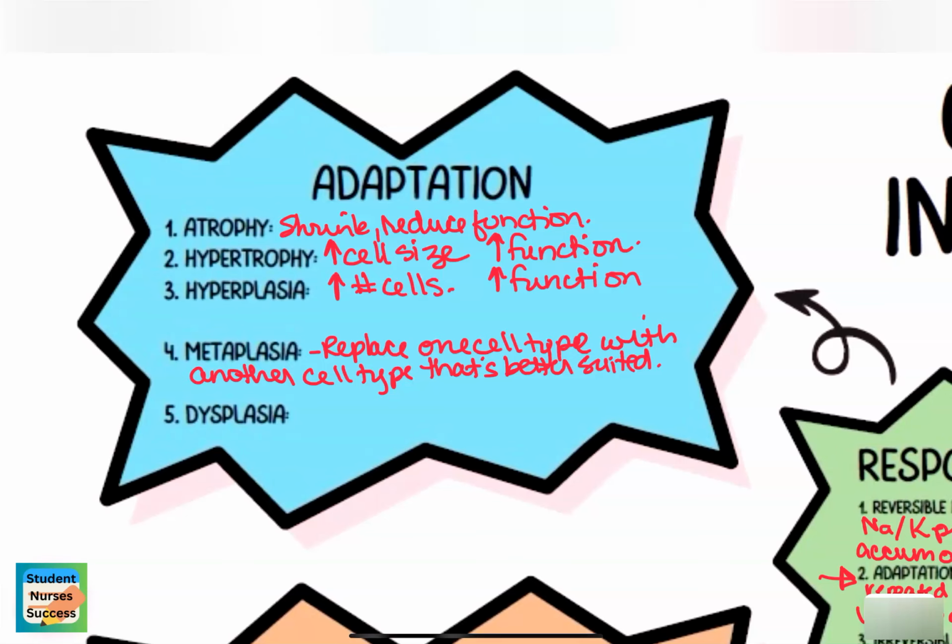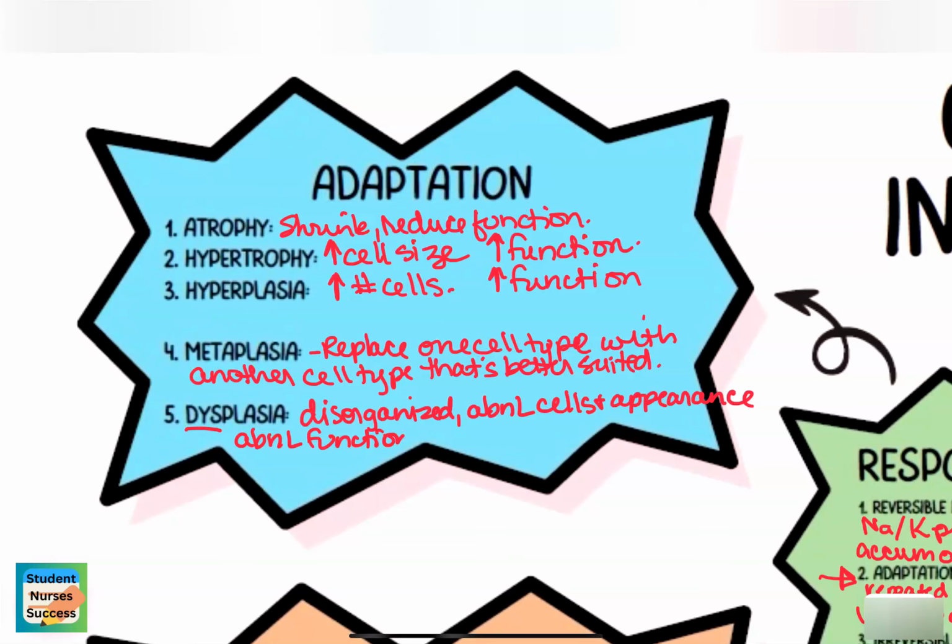The last adaptation is called dysplasia. Now, dysplasia, you see this dys, that never means anything good in medicine, is actually disorganized, abnormal cells. So in this particular case, it's actually one beyond metaplasia. And what we have is a disorganized cell that's abnormal in cell appearance and in function.